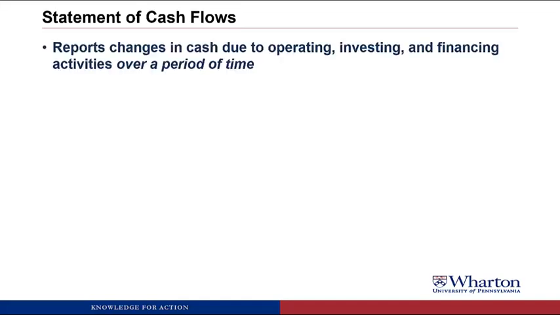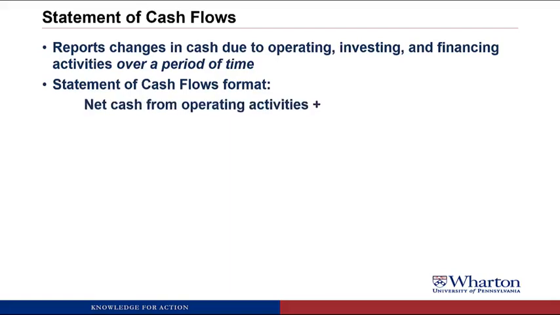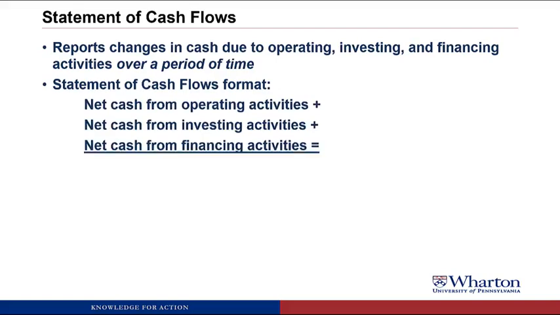The statement of cash flows is going to report changes in cash due to operating, investing, and financing activities over a period of time. So a period like a fiscal quarter or a fiscal year, any period between two balance sheet dates. The statement has the following format. It kicks off with net cash from operating activities, then cash from investing activities, and cash from financing activities. You add them all up, and that should be the same as the net change in cash balance.